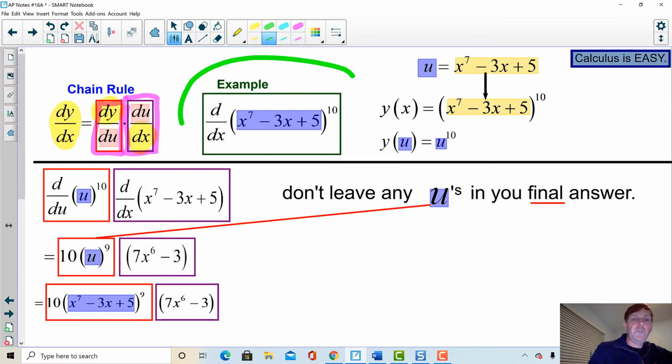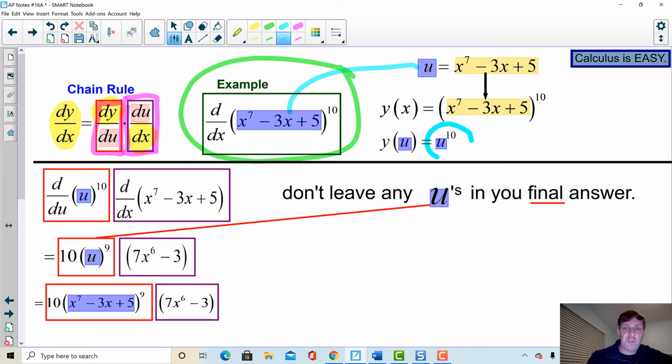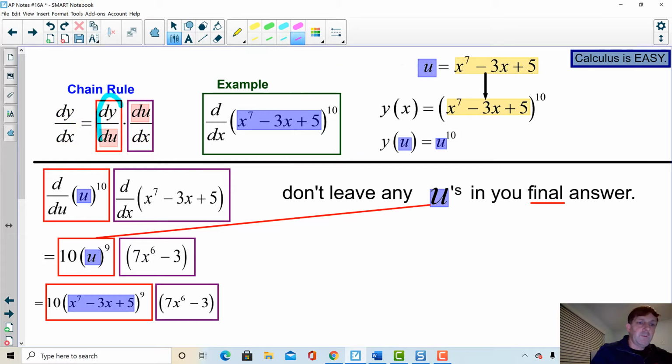Okay, the example we're going to do is the derivative of a function to the power of 10. Now we're going to take all that stuff inside, we're just going to call it a u, so that now our function just kind of looks like u to the 10. First we're going to do this piece here. We're going to do the derivative of the function, where u is the variable, and that's this right here. We have the derivative of u to the 10, which is 10u to the 9.